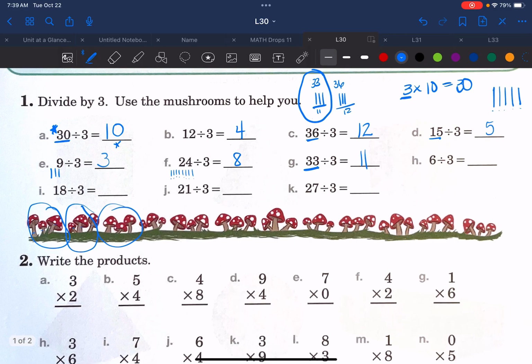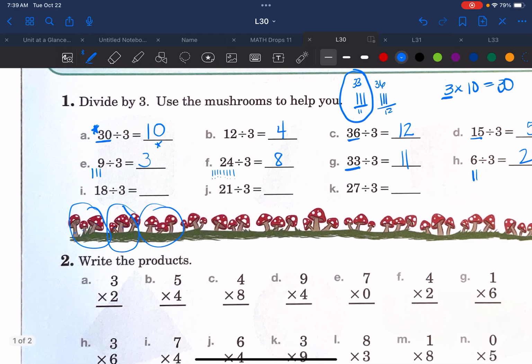All right, the next one's 3, 6, stop. I've only made 2 tallies there. 18, 3, 6, 9, 12, 15, 18. 3 groups here, 3 groups here. That means 6. Okay. 3, 6, 9, 12, 15, 18, 21. How many times is that? 1, 2, 3, 4, 5, 6, 7.